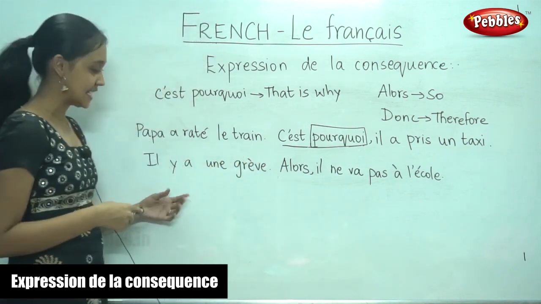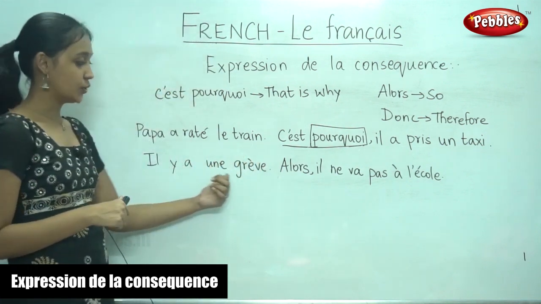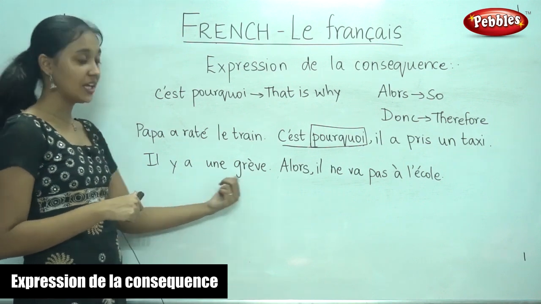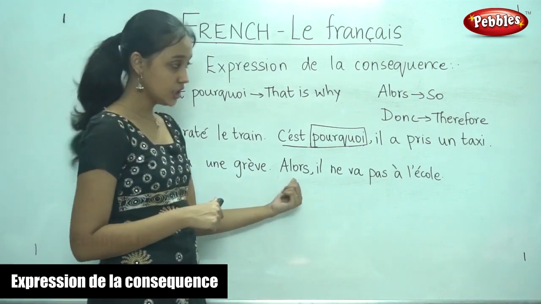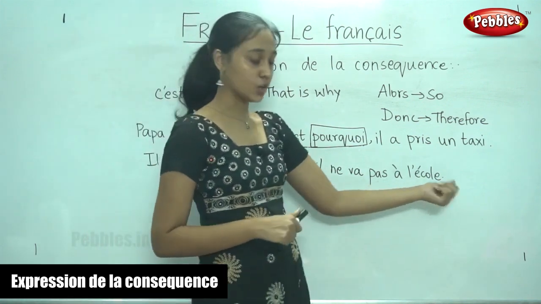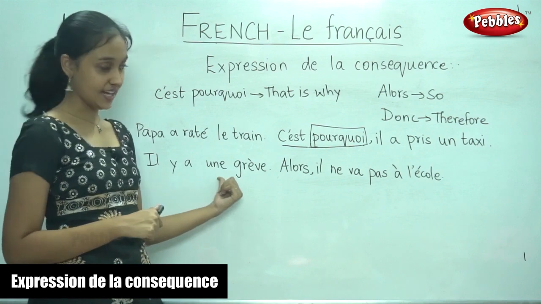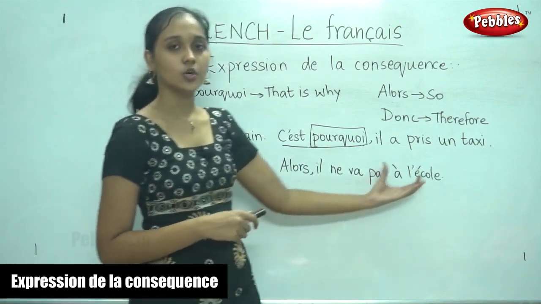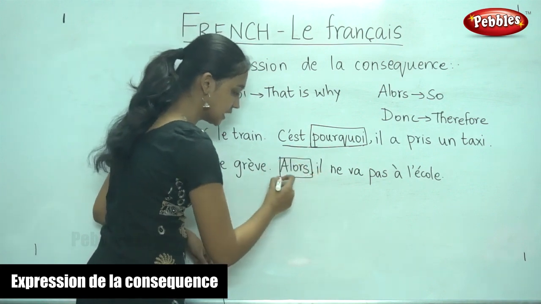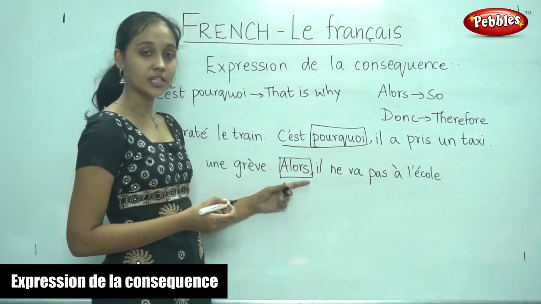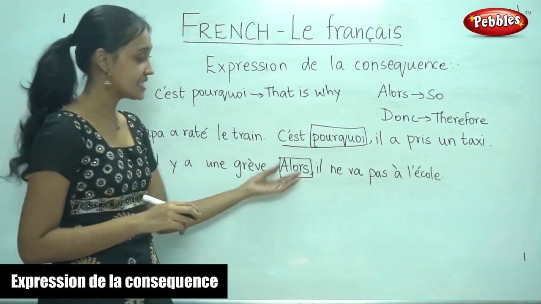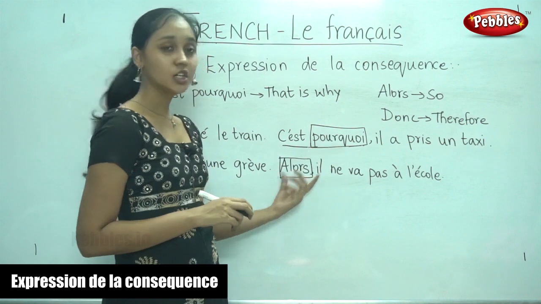And the next sentence, il y a une grève. There was a strike. Alors, so, il ne va pas à l'école. There is a strike, so he didn't go to school. So, we are explaining the reason, so we will say alors. Alors. So, these are some expressions that you can use while talking.